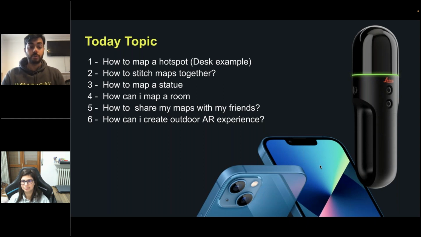So we will go through these topics today, and those questions are like how to map a hotspot, let's say for example a desk, and how to stitch maps together. And some people fail stitching because they do not overlap. They don't have any overlapping area, so the map fails to stitch. So we will cover these questions in detail.